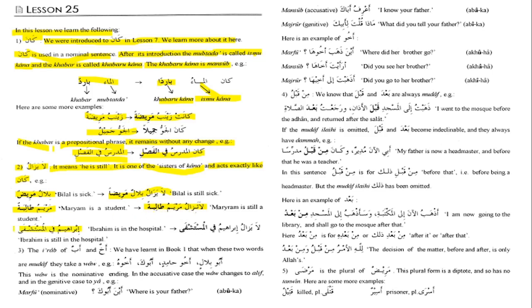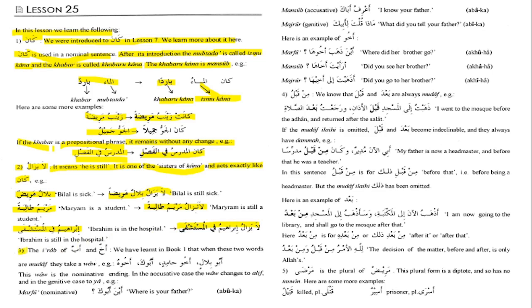Or Ibrahimu fil mustashfa. Now we're giving you another example that has the khabar coming as jarun wa majrurun shibhu jumla, so that you see zala is just like kana. Ibrahim is in the hospital. Because now the khabar is shibhu jumla, it will remain the same even when you introduce zala. So la yazalu Ibrahimu fil mustashfa. Ibrahim is still in the hospital.